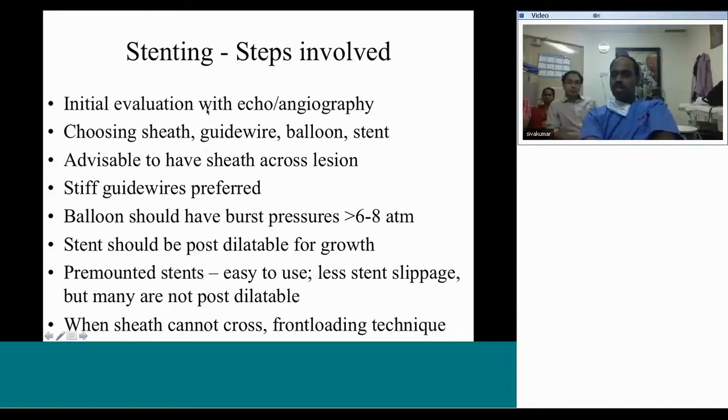Stenting, the steps involved are initial angiography, initial evaluation with echocardiography, angiography. We have to choose the sheath, guide wire, balloon and stent. Advisable to always have the sheath across the lesion. That means you cross the lesion with the sheath and take the balloon stent through the sheath. Stiff guide wires are always preferred. Soft guide wires will not allow you to take the balloon stent easily.